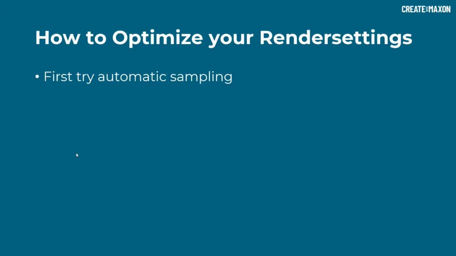Like the first one, we will go into Cinema 4D, and then I will go into it in detail, but just a brief overview of what we are talking about. The first try is always automatic sampling. Just try automatic sampling. If it looks good, if the times are good enough for you, just use it, because operator time is always more expensive than machine time.